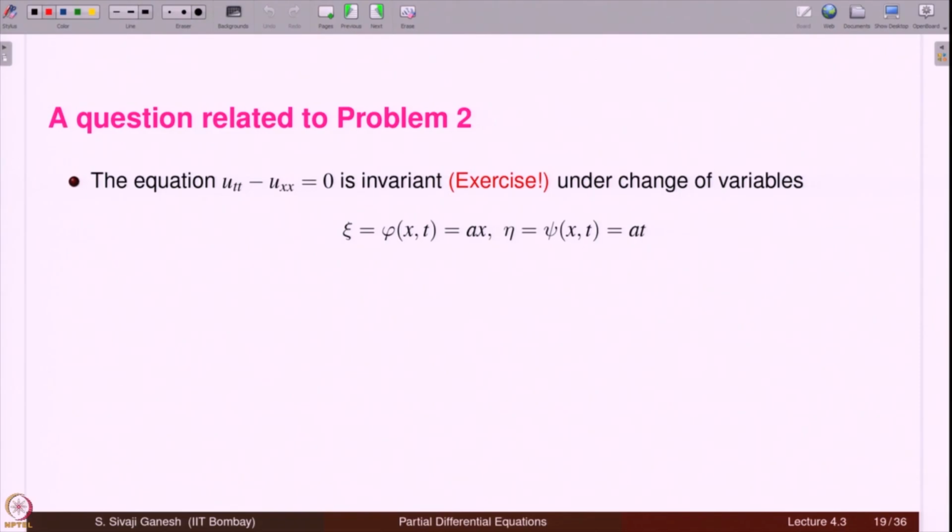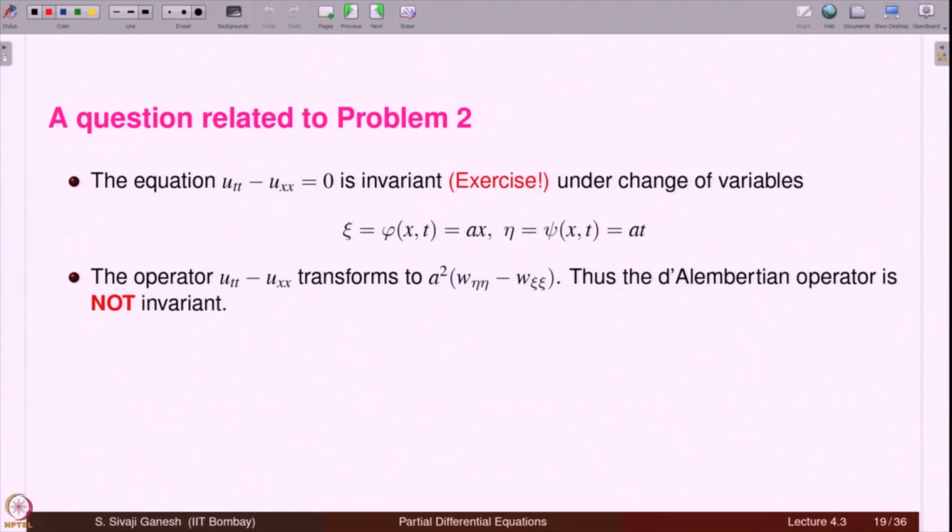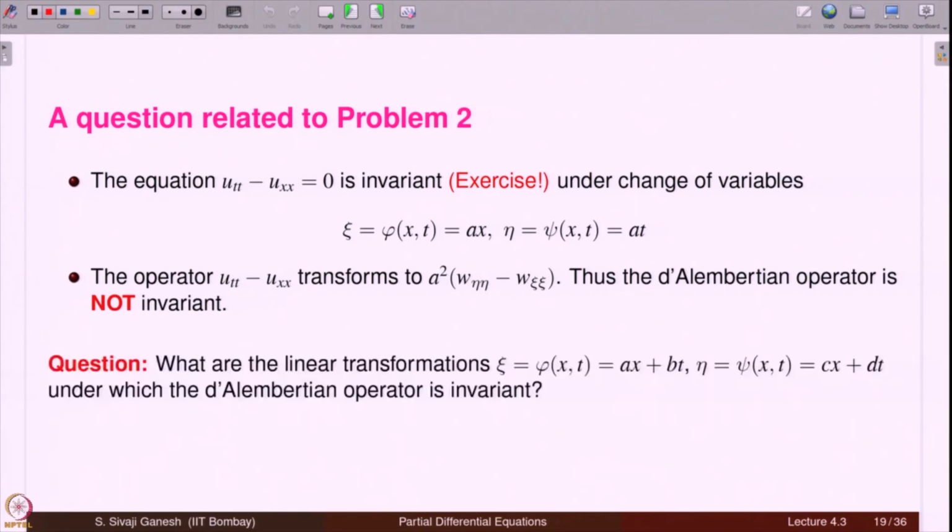A question related to problem 2: is the equation utt minus uxx equal to 0 invariant? This you please check. Under this change of variables xi equal to ax and eta equal to at, the operator transforms to a square times w eta eta minus w xi xi. That means the D'Alembert operator is not invariant under these change of variables. So, the question is what are the linear transformations xi equal to ax plus bt, eta equal to cx plus dt under which the D'Alembert operator is invariant. So, that is an exercise.